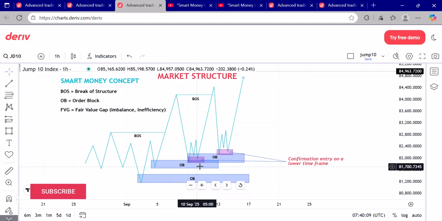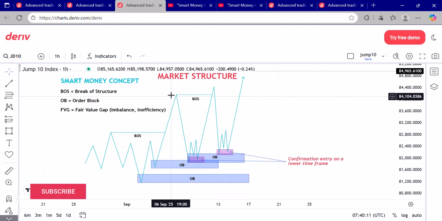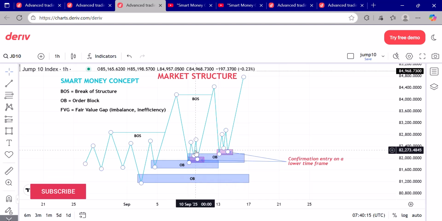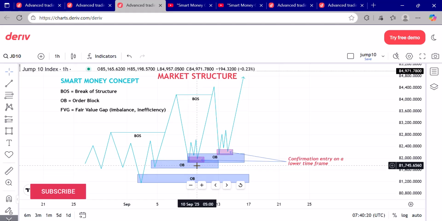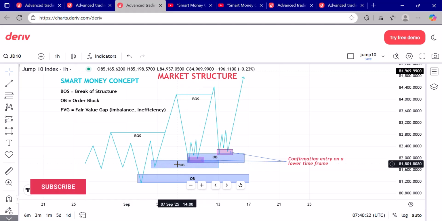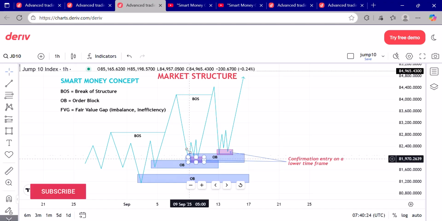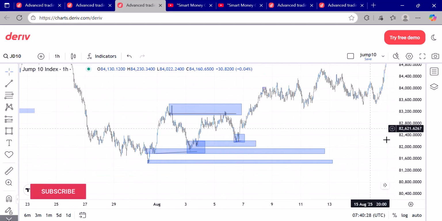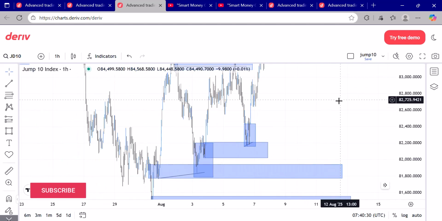Also, another thing to confirm that this zone is going to hold is that when price gets in, we move to our lower time frame, we'll find our confirmation entry before we decide to take a trade here. Okay, so if you consider all these things, you are going to be on the safer side. Okay, coming down to our chart, let's look at what we saw here.